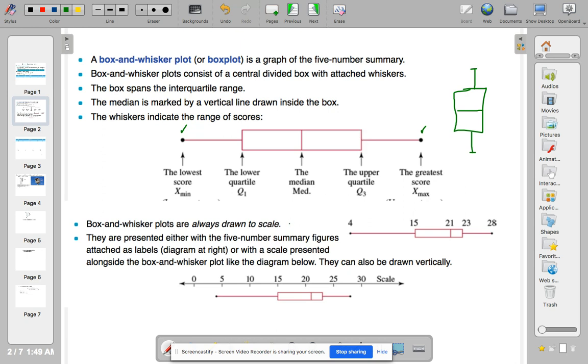Box and whisker plots are always drawn to scale. So you can see here, your lowest score is 4, your lower quartile is 15, your median is 21, your upper quartile is 23, and your maximum score is 28. So you usually draw a scale alongside them like that. The scale can be above or below the box. It's up to you. That's the basic structure of them.